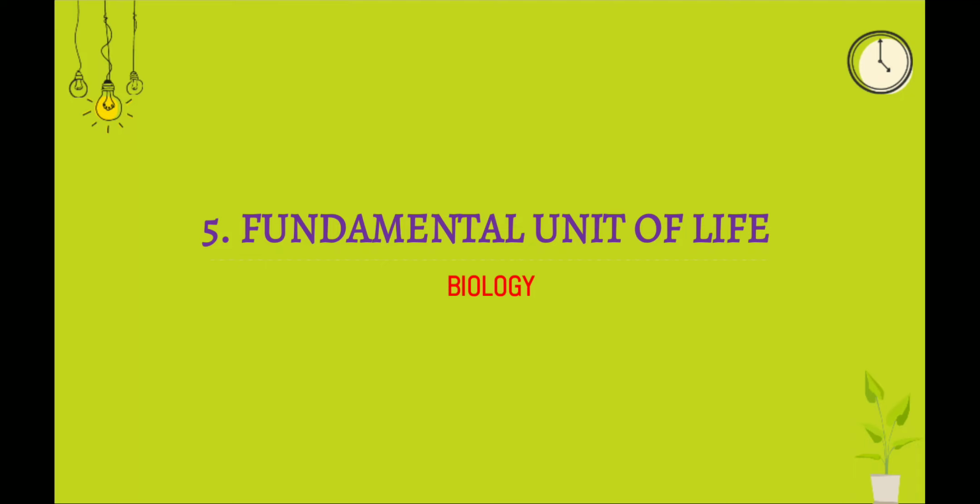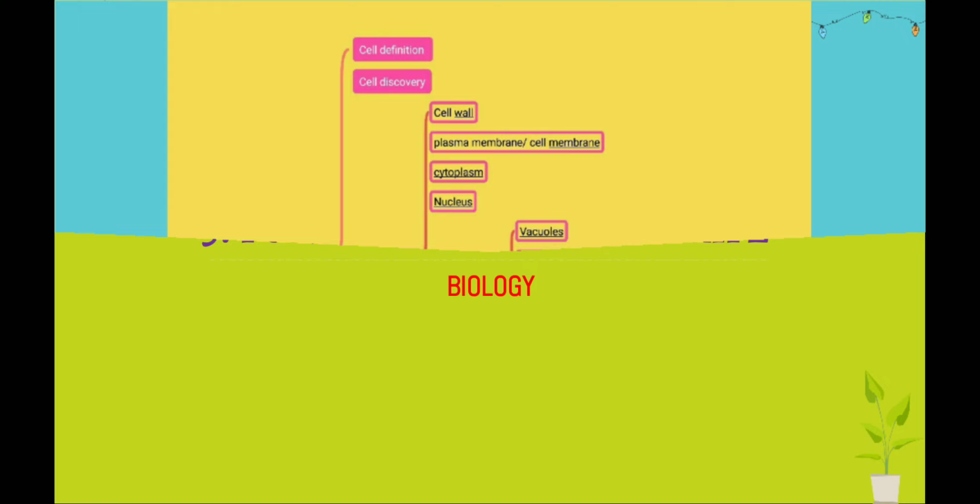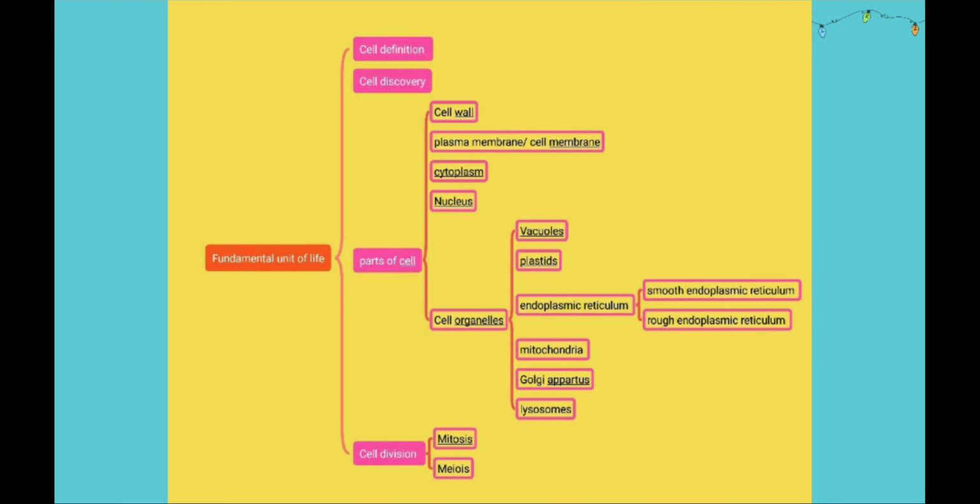So in this session we're going to learn about class 9 science chapter 5, which is Fundamental Unit of Life. So this is in the biology sector. So let's start with a quick mind map by which you can understand what topics we're going to learn in this chapter. We're going to learn about cell definition, cell discovery, parts of cell, cell division.